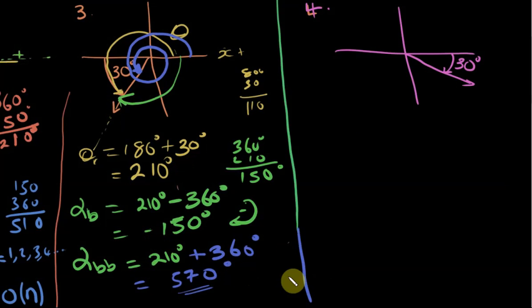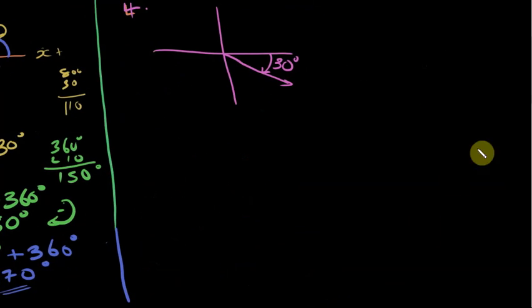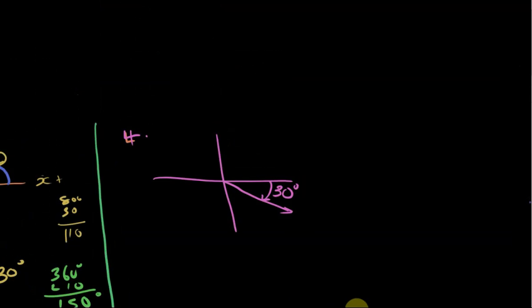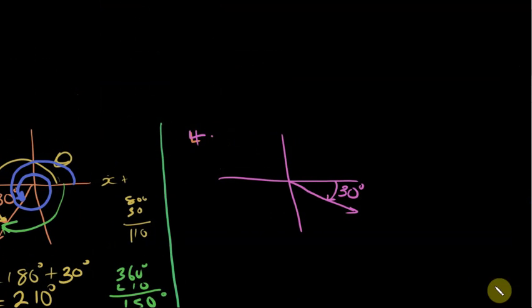This is just one of the coterminal angles of 30 degrees in the third quadrant. The coterminal angles go all the way to infinity. Alright. Last one, and then coterminal angles, we are done.